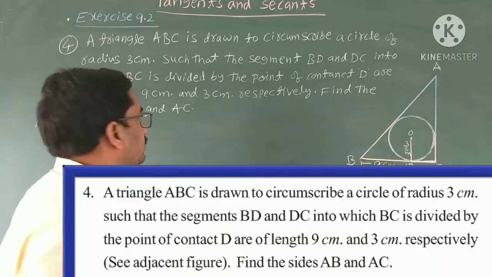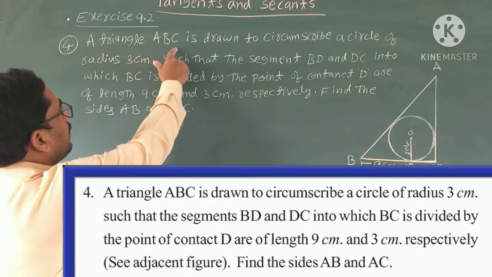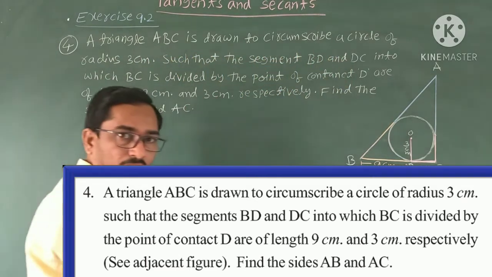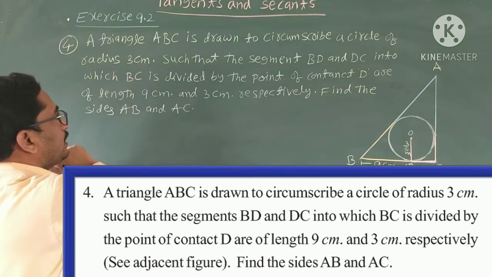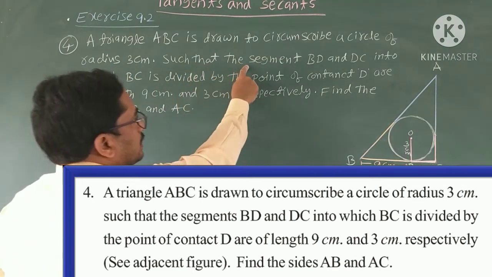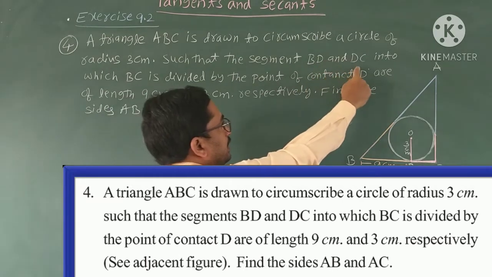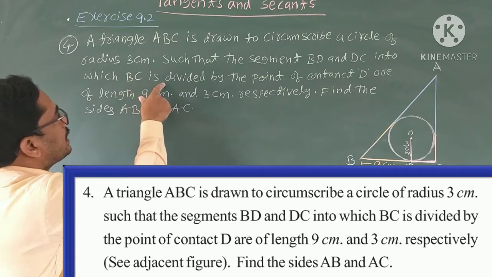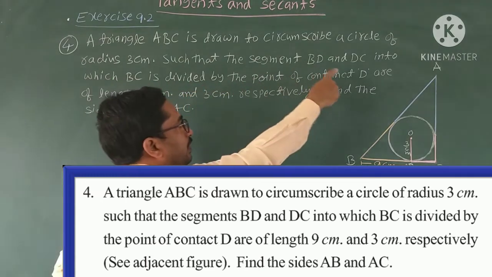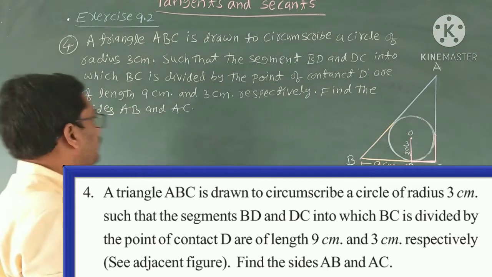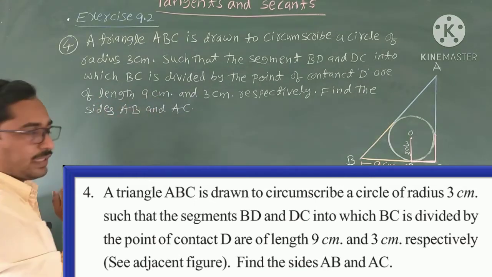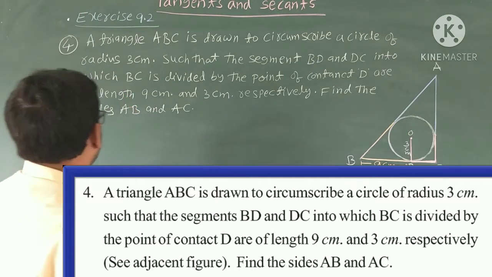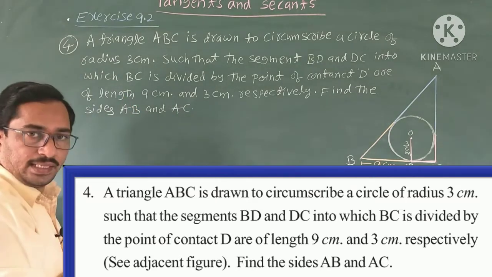See, fourth question. A triangle ABC is drawn to circumscribe a circle of radius 3 centimeters such that the segments BD and DC into which BC is divided by the point of contact D are of length 9 centimeters and 3 centimeters respectively. Find the sides AB and AC.